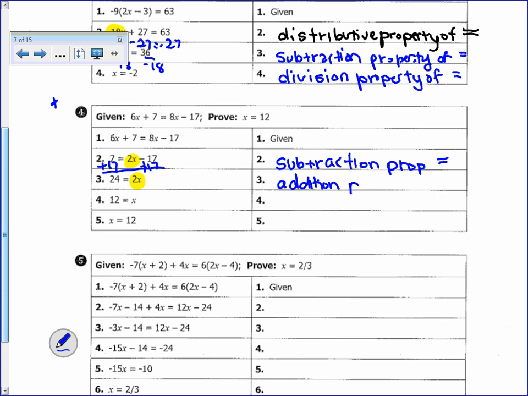of equality. So all you need to do is ask yourself, what are they doing to get to the next step? What are they doing to get to the end result? What are they doing to get from step 3 to step 4? What do they do to get from saying 24 equals 2x to 12 equals x? What do they do? If you think about it, they divided 2 on both sides. They want to simplify this, and they divided 2 on both sides. And you're left with 12 equals x. This is the division property of equality.